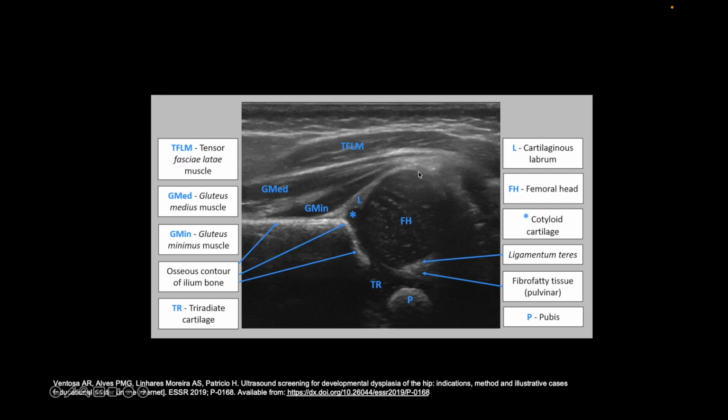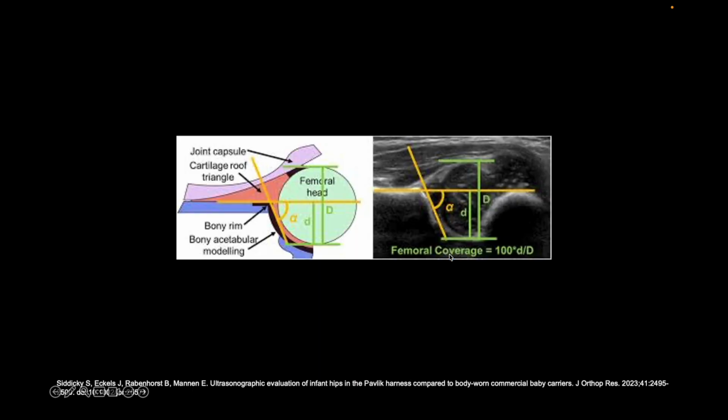This is a bit more detailed. So you've got your ilium here, you've got your bony acetabulum, you've got your cartilaginous acetabulum and your labrum here, your femoral head. Some of these other things they won't ask you about. Your triradiate cartilage here is between the ilium and pubis, which you can see on this slice. This is really high resolution. You can even see your gluteus minimus and medius tendons, but they won't ask you about that in the exam.